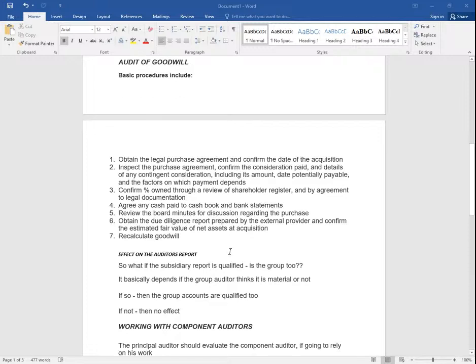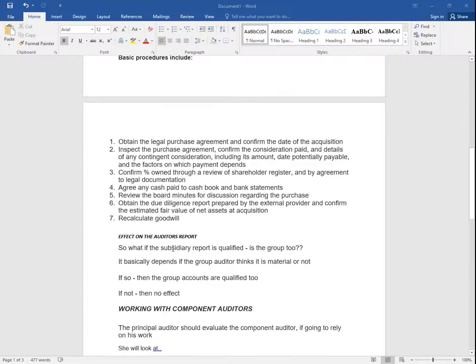And then, ladies and gentlemen, you'll have to recalculate what here? Goodwill. You'll have to recalculate goodwill. I'm so sure, ladies and gentlemen, that you have been able to pick a few points here and there that you can really be able to put down. This time around, where they'll ask you about audit of a group of companies.